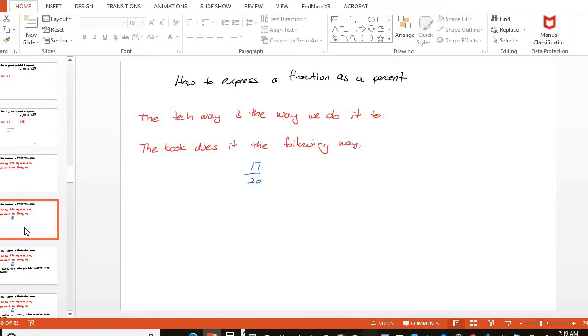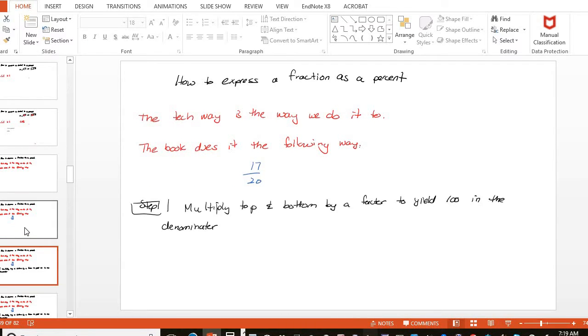All right, so let's go over how the book does it. The book has you multiply top and bottom by a factor to yield 100 in the denominator. So I had a mistake here. I had 4, because 20 times 4 is not 100. I know that I was thinking it was 25 there.